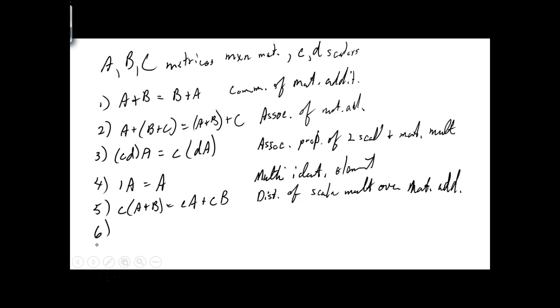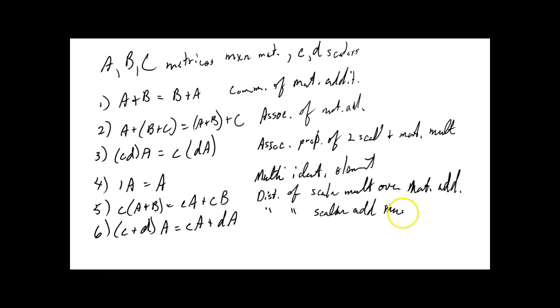And number 6 is somewhat similar. It's C plus D, the two scalars, multiplied by matrix A is CA plus DA. And again, that's distributive property of, this time it's scalar, really doesn't matter. You could say matrix multiplication over scalar addition is probably the better way to say it. The thing is, you can split them down, do them however you want.